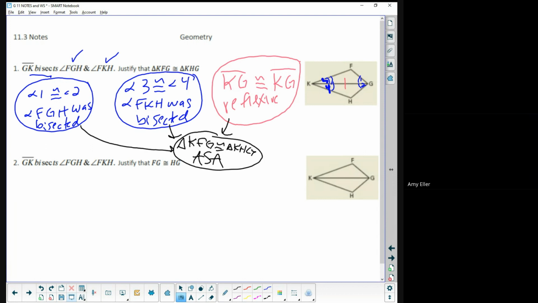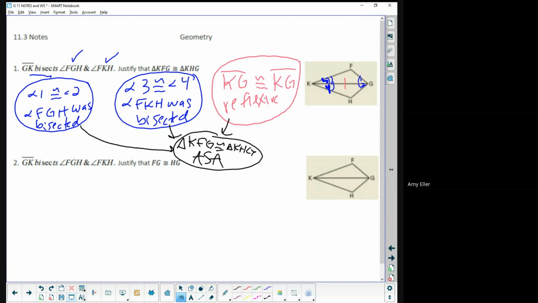Number two, this is the only new part for today's lesson. Number two, GK bisects the same angle. So I'm given the same information. Here, I'm not justifying the triangles are the same. I already did that. Now I'm justifying that side FG is congruent to side HG. Please set your pencils down so I can explain something.